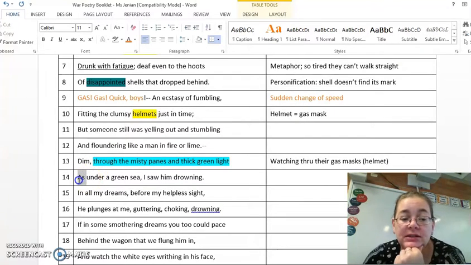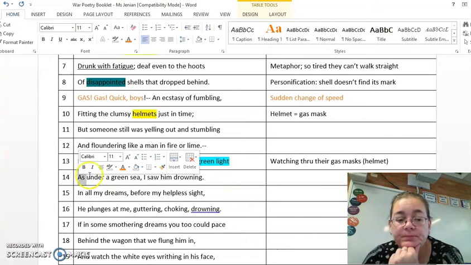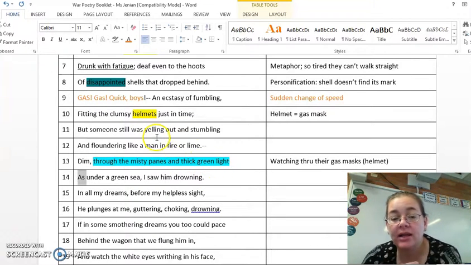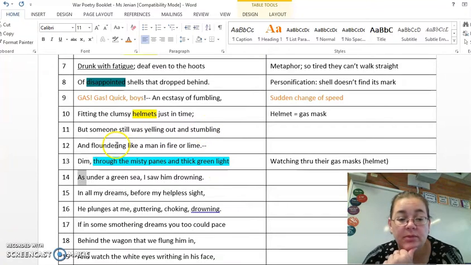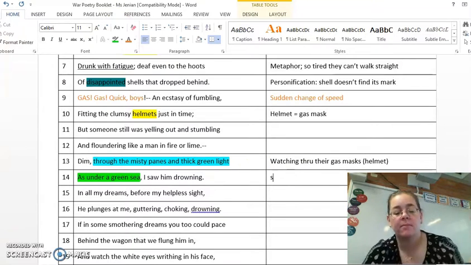So as, again, a simile. So as, like, than, all denote a simile. So as under a green sea, I saw him drowning. So he's drowning in this gas on dry land. So he's yelling, he's stumbling, he's floundering, he's drowning. So that's another simile. I haven't organised my colours very well, but you can do a much better job of that. Simile.